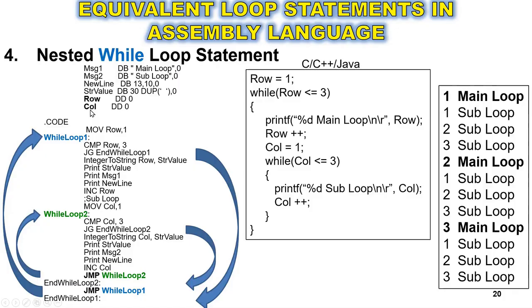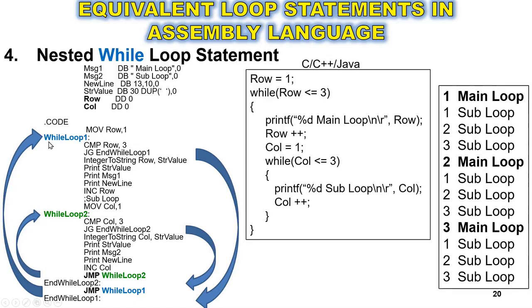Another variable I declared, col, assigned as a double word, initialized with a 0, is used for our sub while loop statement. That's the purpose of that col. So in our C, C++, Java equivalent, our while loop is programmed to repeat 3 times, and our sub loop is programmed to repeat 3 times as well. So first, let us go to our code segment. We will initialize our sentinel variable row with a starting value of 1.